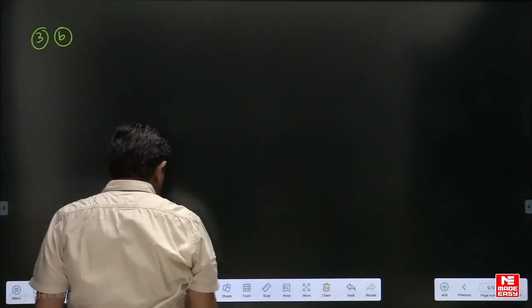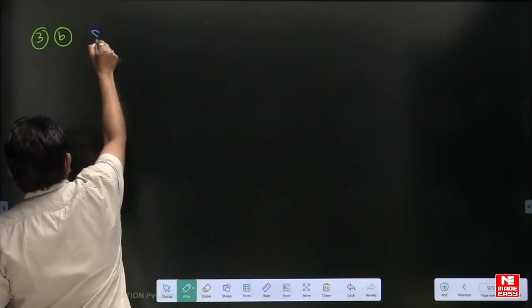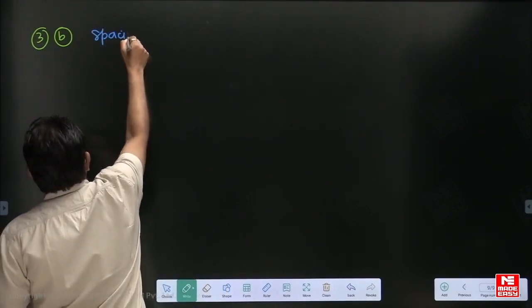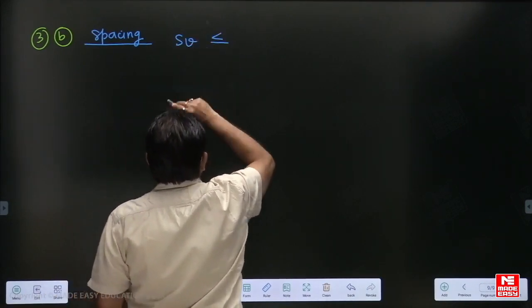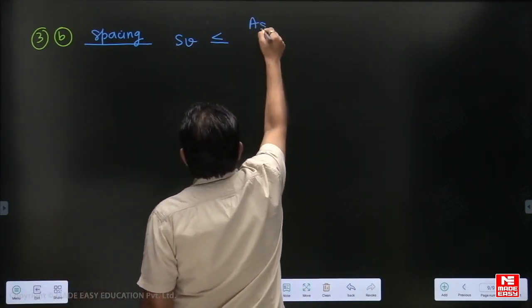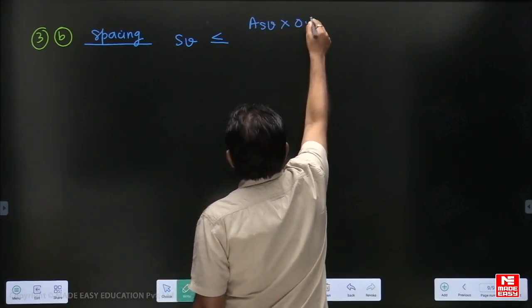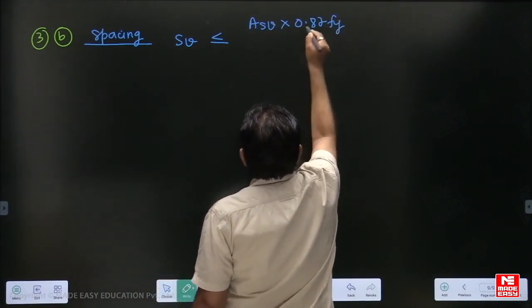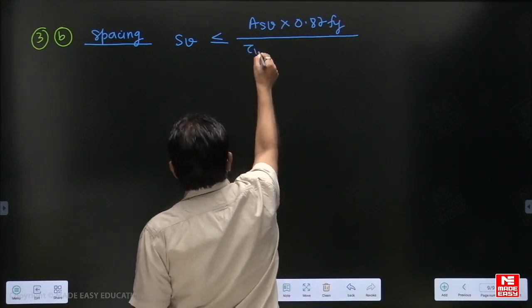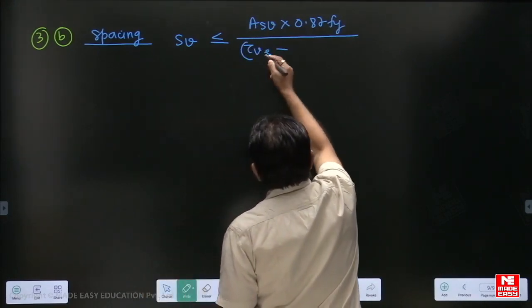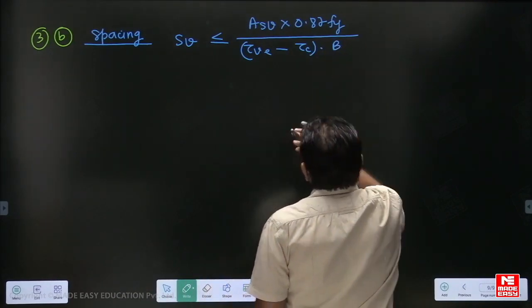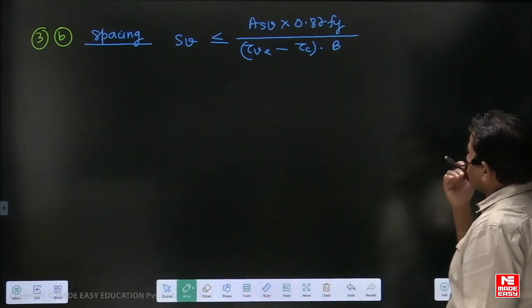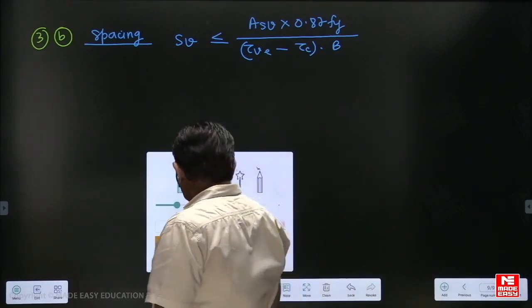There is another formula for spacing. The spacing of shear reinforcement Sv shall be less than or equal to Asv into 0.87 Fy divided by (tau v equivalent, whatever you have calculated finally, minus tau c) into b, just b. d is cancelled from both sides. So let's see the values.